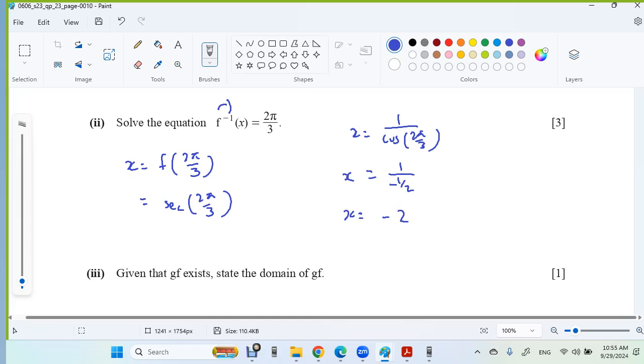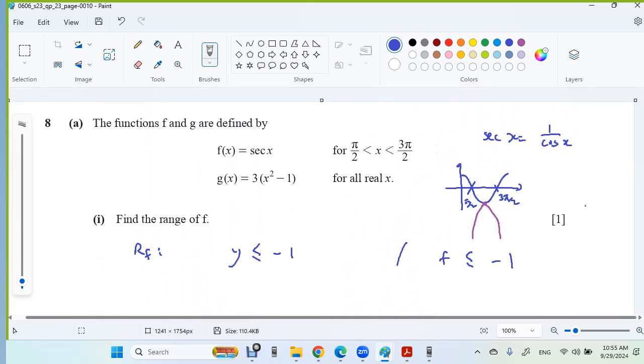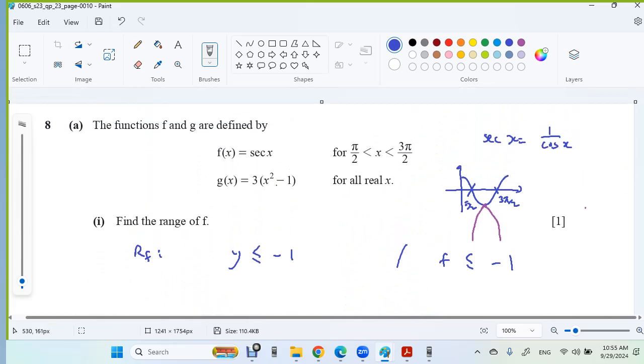Given that gf exists, state the domain of gf. So gf(x), so the f(x) is between pi over 2 and 3 pi over 2. Okay, so the domain will be this.